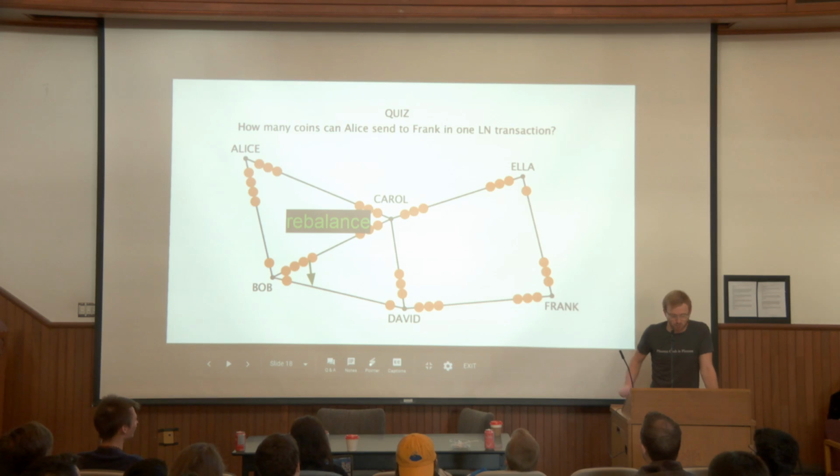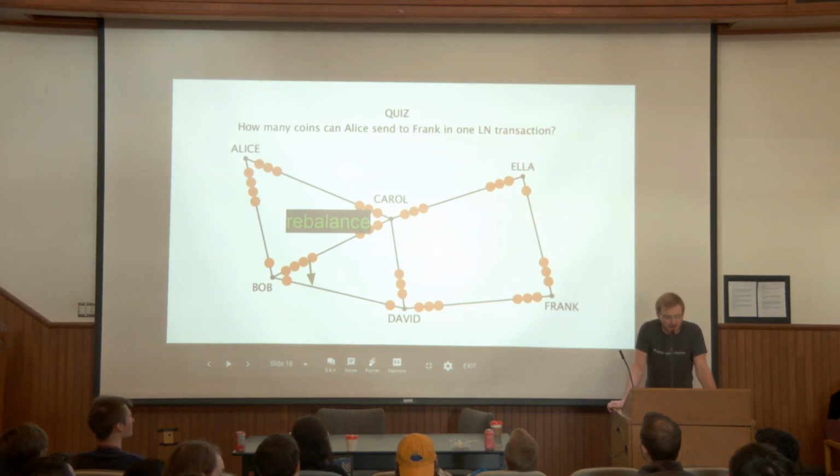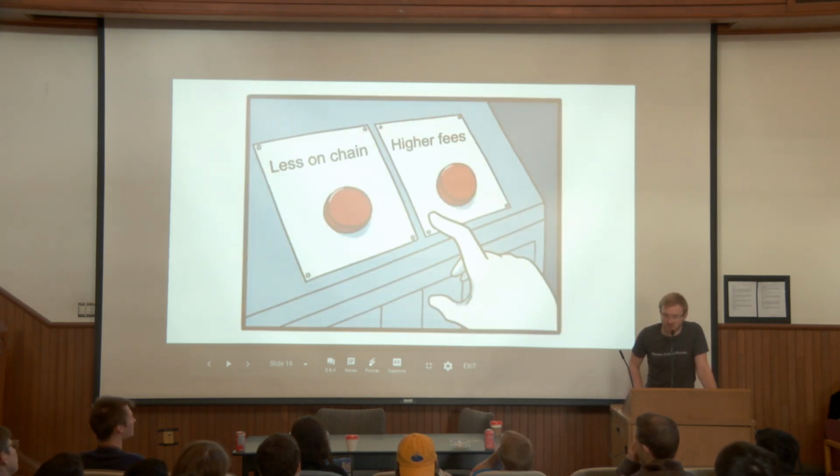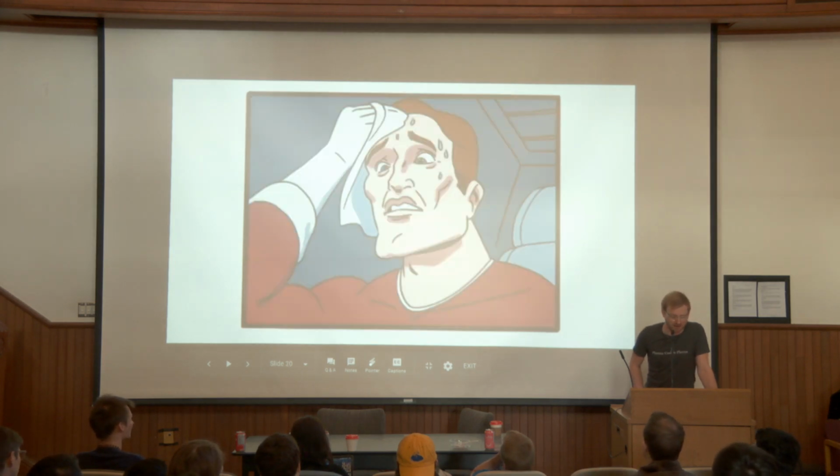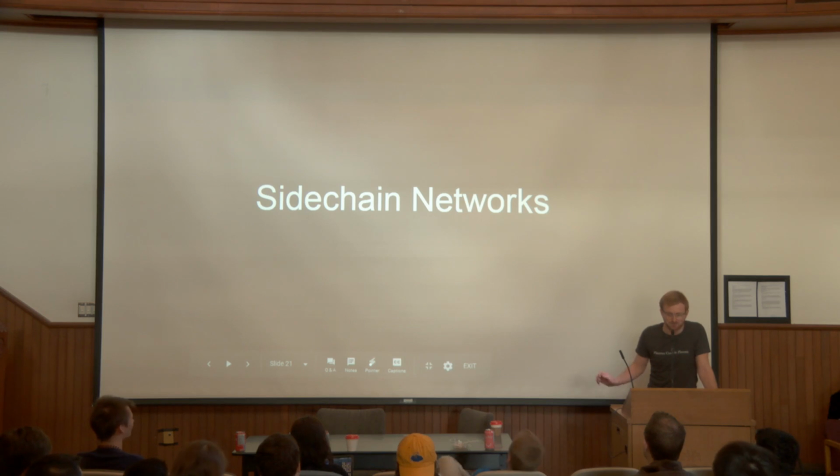One thing you can do to try to solve this problem is rebalance. If you move some of Bob's coins into a different channel, then Alice could send more money to Frank. However, that's an on-chain transaction, which means you have a choice in channels. You either have fewer on-chain transactions and less rebalancing, or you have to lock up more capital and have higher fees. So this doesn't seem ideal.